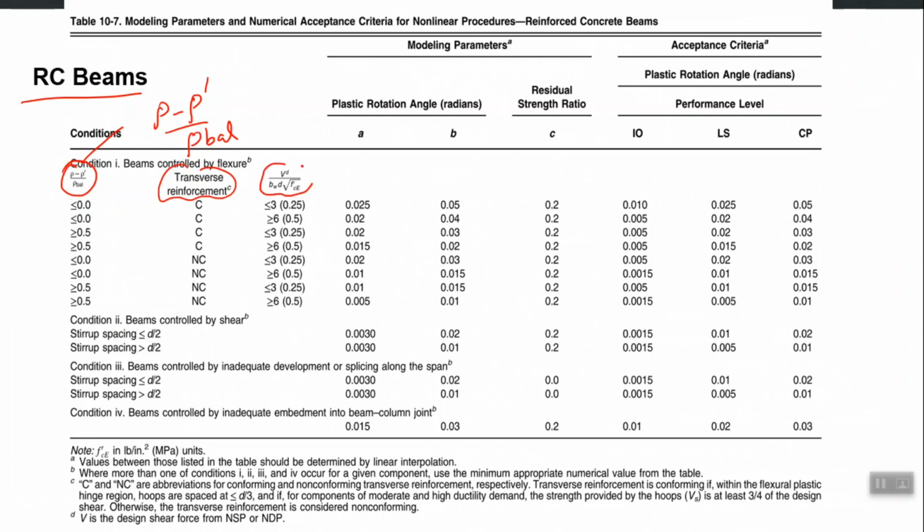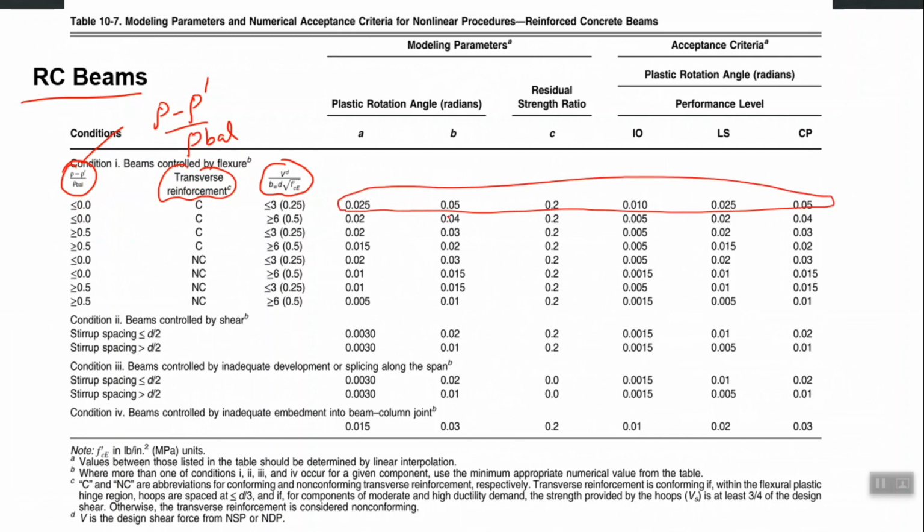The last thing you require is this factor V over BD under root FC prime. BD are the cross sectional dimensions, FC prime is the expected strength of the beam material, and V is the shear force in that particular beam at the time of plastic hinge formation. All of these three columns you first need to calculate for your beam, then you can enter in that table. Let us say you know all these three parameters, and this is the first row which is applicable to your beam.